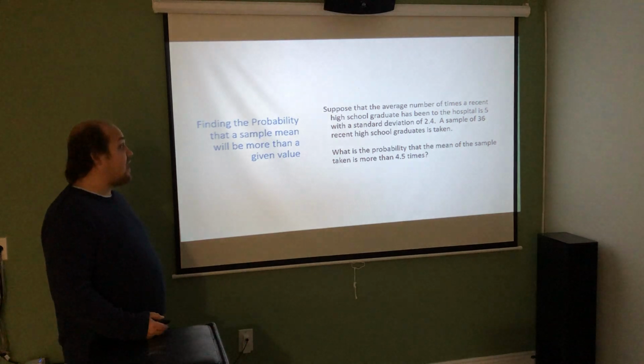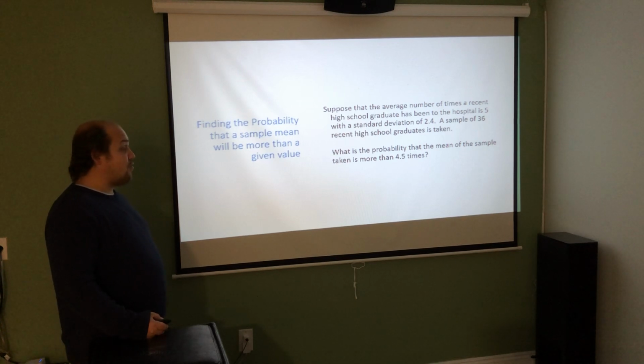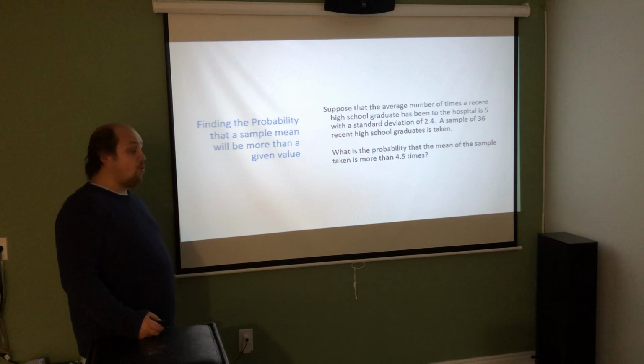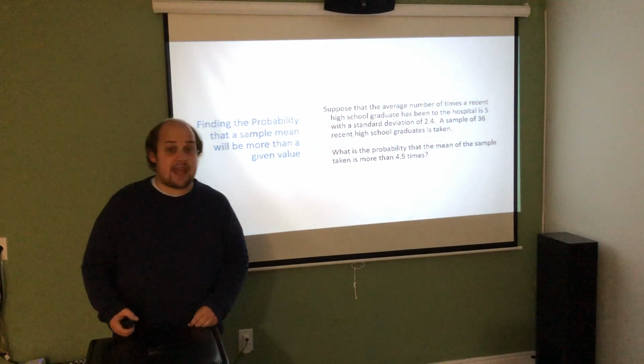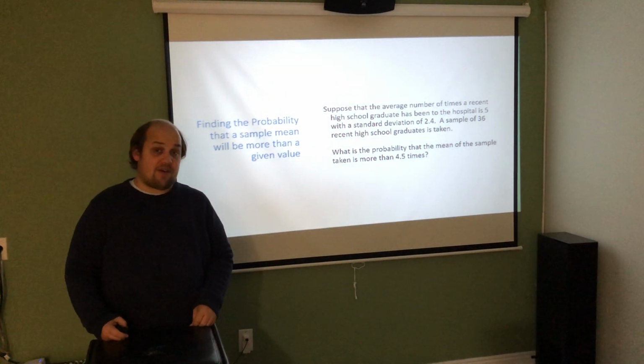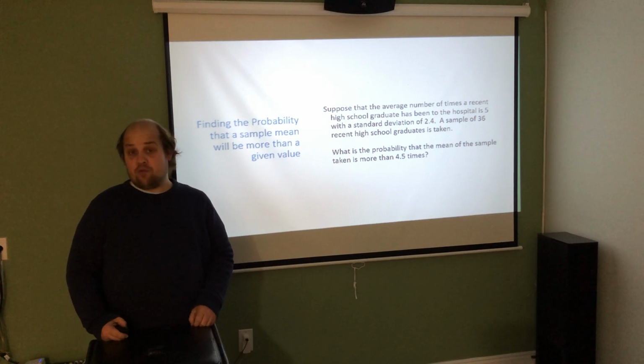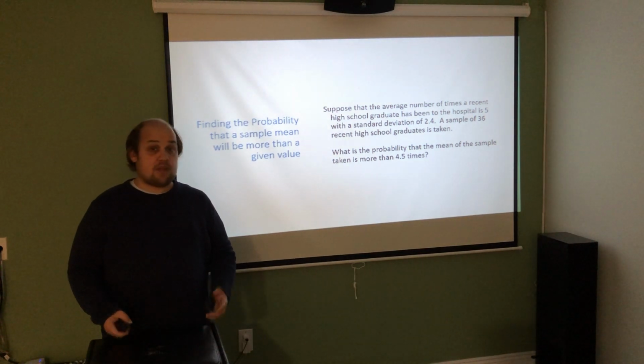Suppose the average number of times a recent high school graduate has been to the hospital is 5 with standard deviation 2.4. A sample of 36 recent high school graduates is taken. What's the probability the mean of the sample is more than 4.5 times? So again, the key difference here is we're going to be dividing by 2.4 over the root of 36. Otherwise, we'd use the same methods.